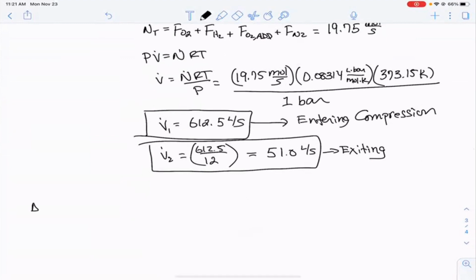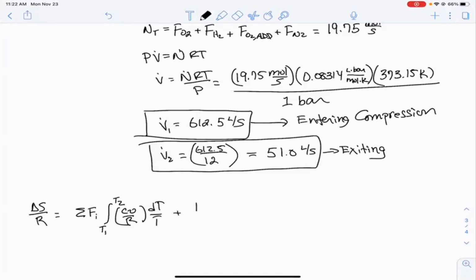And so we know that delta S over R is equal to, and we've used this a lot over the course of our semester, delta S over R equals, for a multi-component system, it would be the sum of the individual moles, but here we're going to use the flow rates, times the integral from T1 to T2 of CV over R dT over T, plus the sum of all the FIs times the natural log of V2 over V1.